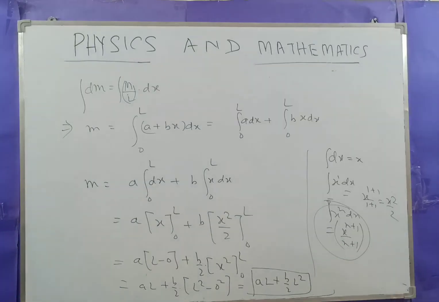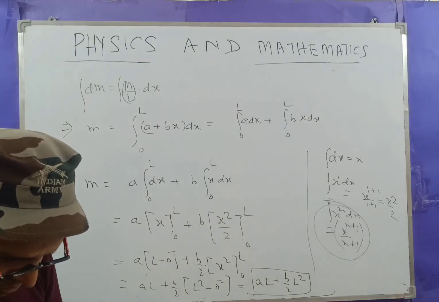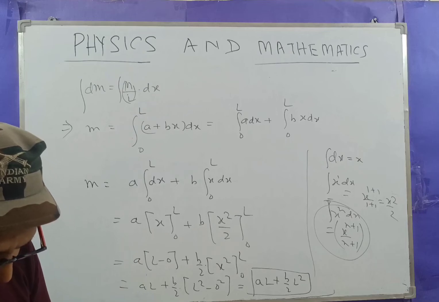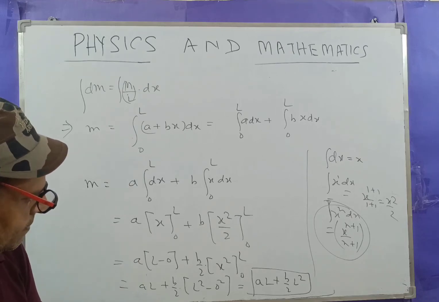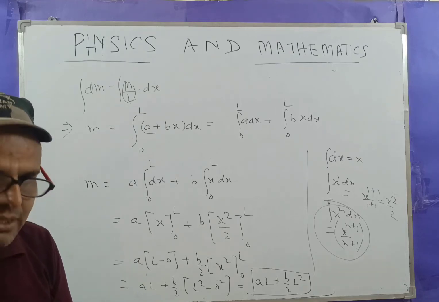You can check the answer. It was question number 27. Its answer is AL plus half BL square. Half BL square. Okay, it's correct.